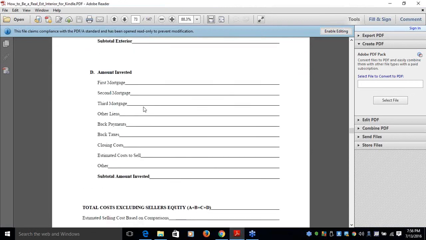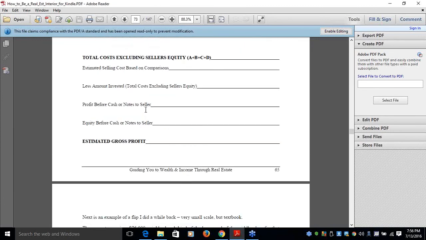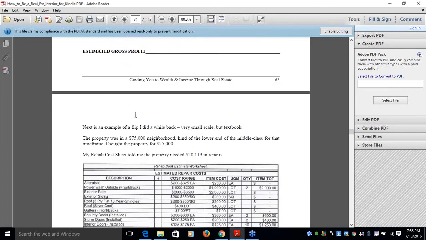All right, we're not going to worry about financing right here for the sake of this 1 hour session, but essentially you're going to add up all your costs, okay? And you know what your purchase price was. We know what your after repair value is. We know what your profit margin is. You should be able to estimate your gross profit.